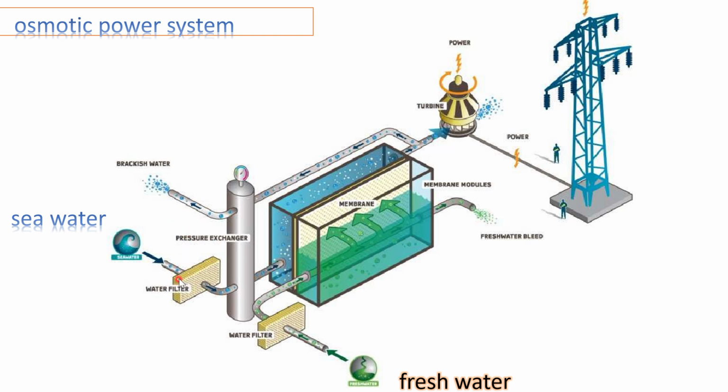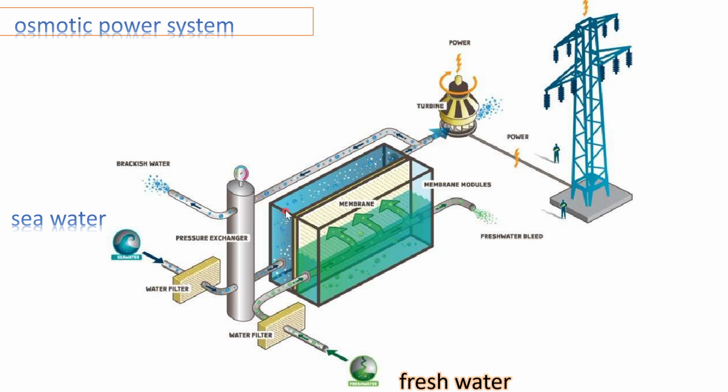Let's go step by step. When seawater comes in, there is a water filter available that can filter the water and provide pure seawater, like salt water, to the second chamber. You can see the second chamber on that side, and the fresh water comes in on that side. There is also a water filter that can filter out debris and some dirty material. Then the pure fresh water flows to the first chamber.